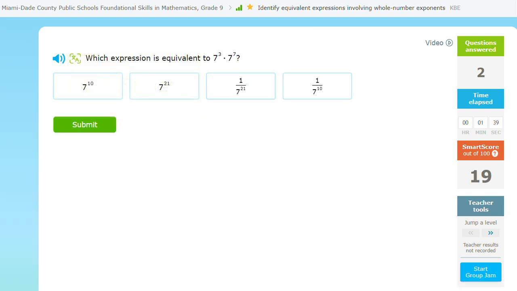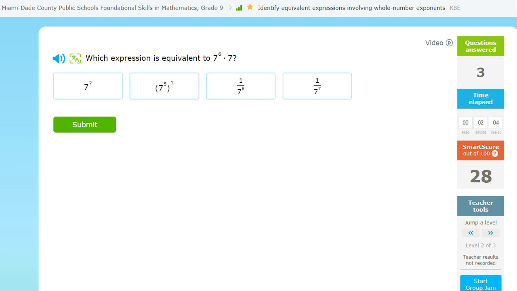So 7 to the third times 7 to the seventh is going to be, again, add the exponents because the bases are the same. So 3 plus 7 gives me 10, so 7 to the 10th power. And so this is the only one that is correct. That's wrong, that's wrong. That's 1 over 7 to the 10th, which is still wrong. So the first option is the only equivalent option.